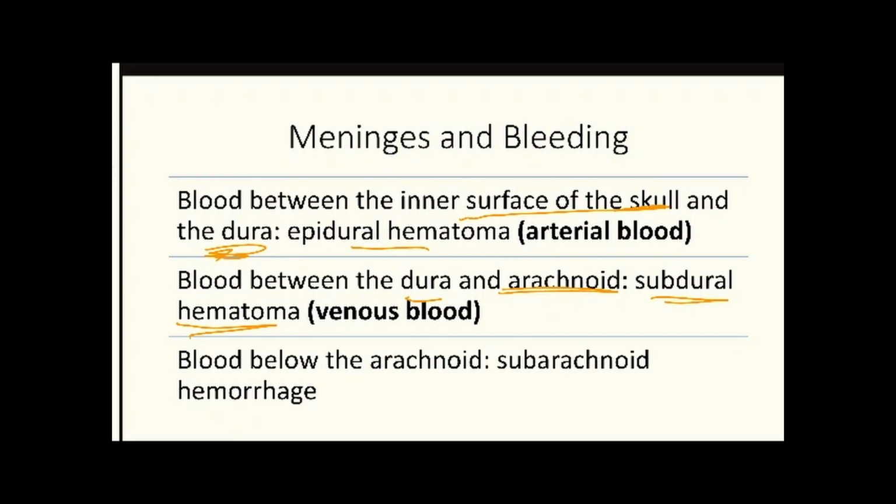The last one is blood below the arachnoid mater. It's called a subarachnoid hemorrhage. And what other liquid is also in this area? CSF is in this area as well. So if we did a lumbar puncture in a patient that you thought had a subarachnoid hemorrhage, what would you expect to see in the CSF fluid? Blood. Perfect. So that's one of the major tests. If you suspect someone has a subarachnoid hemorrhage, do a lumbar puncture to see if there's any blood there.